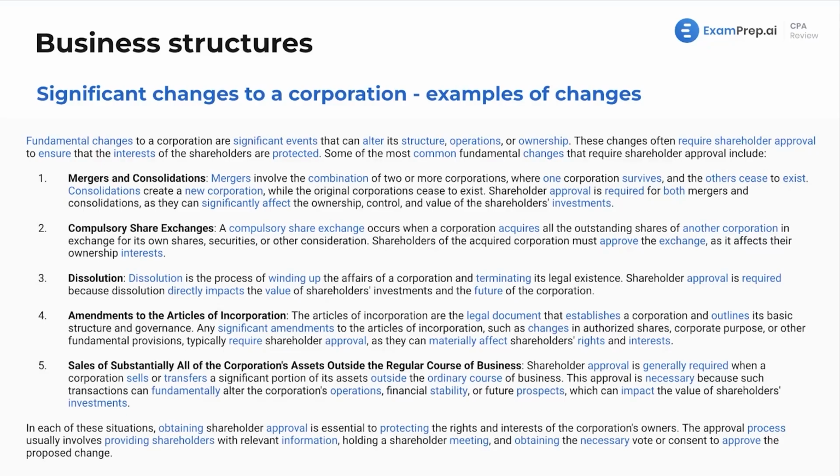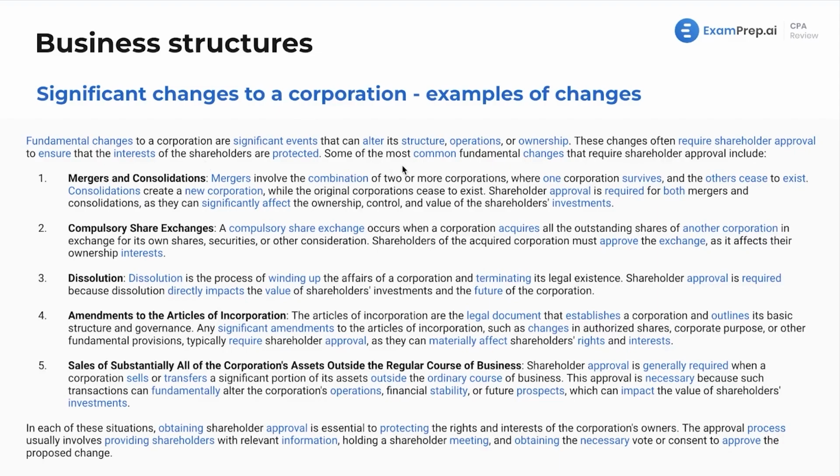Now we're going to talk about significant changes to a corporation. Here are examples of changes, right? These fundamental changes, we mentioned them earlier. These are significant events that can alter the structure, operations, or ownership of a corporation. These changes often require shareholder approval to ensure that the interests of the shareholders are protected.